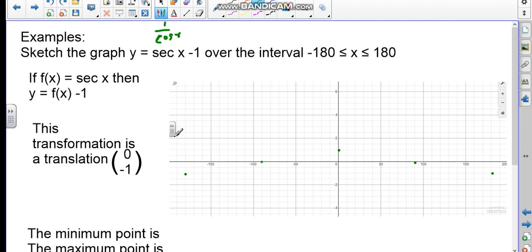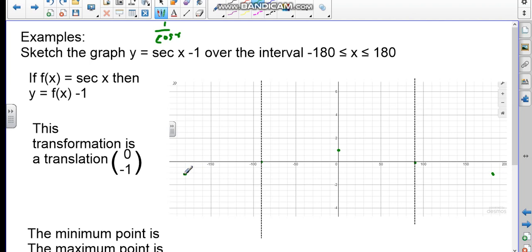Okay, so if you remember, the sec graph is 1 over that, so I'm going to end up with some asymptotes, because 1 over 0 we can't do. So I'm going to have an asymptote here, because that's when the cos graph was 0, and I'm going to have an asymptote here, because that's when the cos graph was 0. I know my graph is going to touch at this point here, and at this point here, and at this point here.